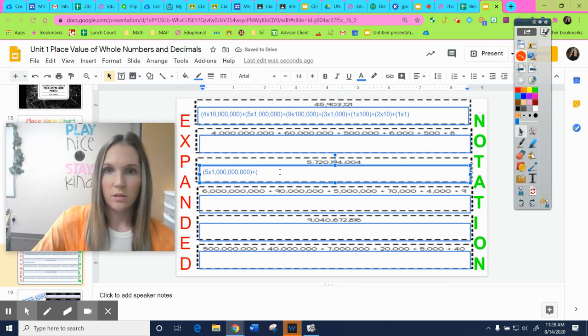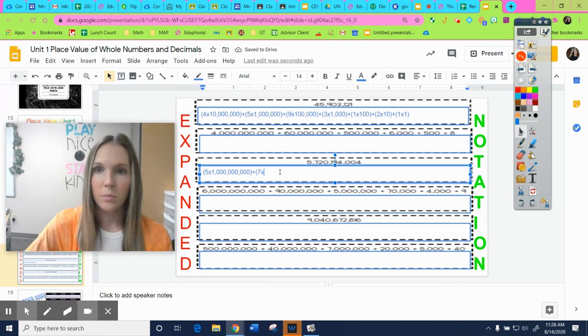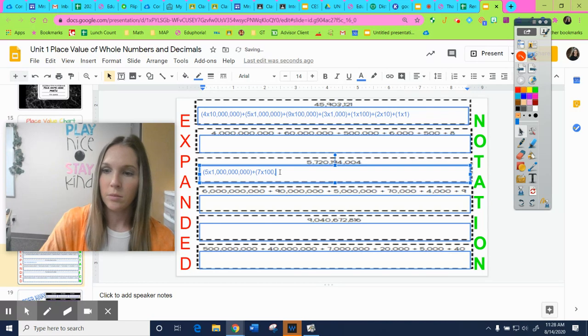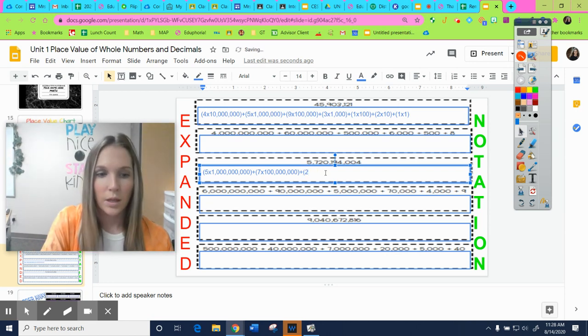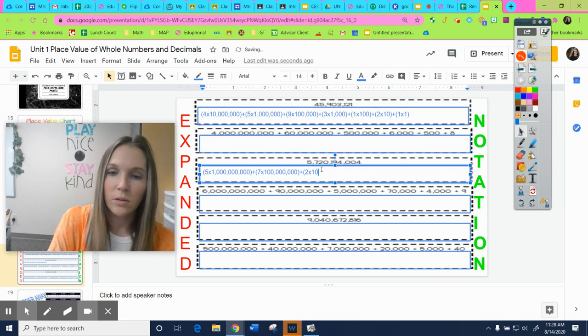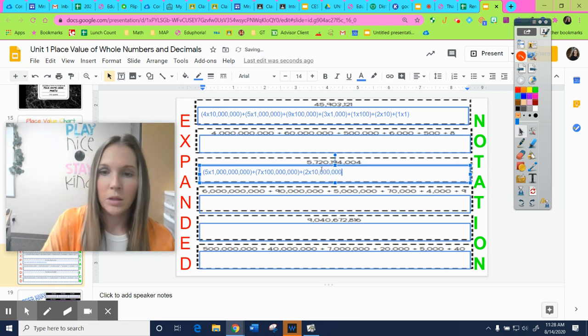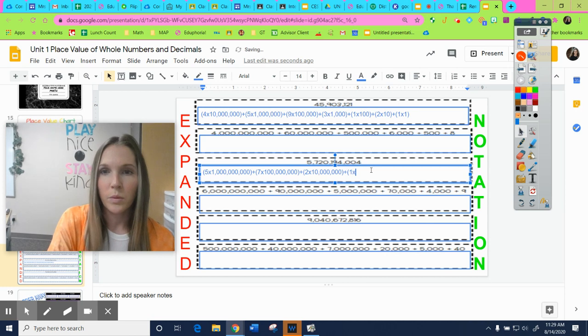Here we go. My next digit is a seven. That is in my 700 millionth place. So I know I have to multiply that seven by 100 million. Close your parentheses, add your plus sign. The next digit is a two. And now I'm going to multiply that two by its place value, and it is in the 10 million. So I'm going to multiply it by 10 million. Okay, my next digit is a zero. I don't have to worry about it. My next greatest place value is the 100,000s, and that digit is a one. So we are going to multiply one times its place value, which is 100,000.